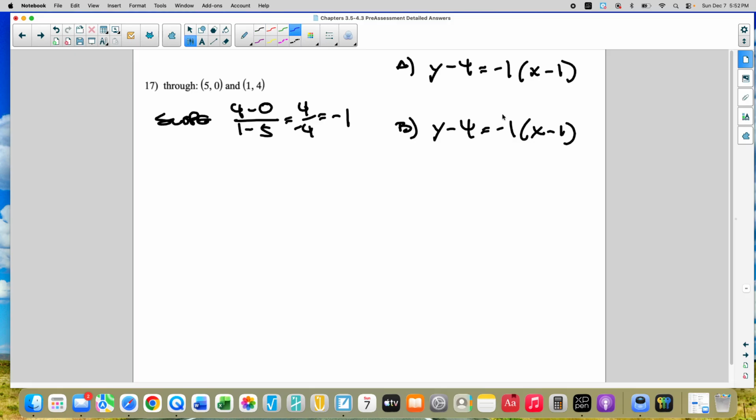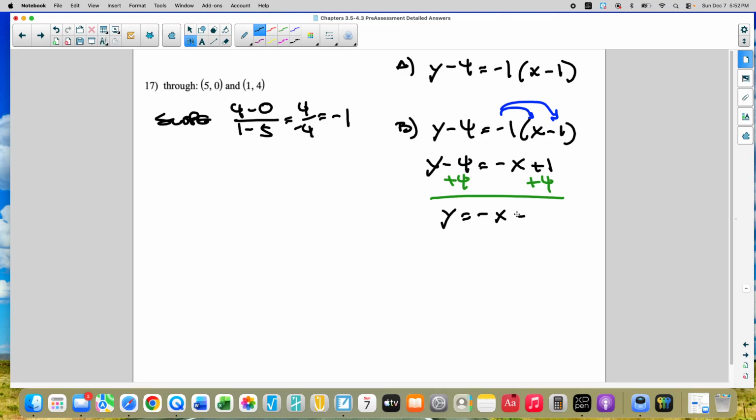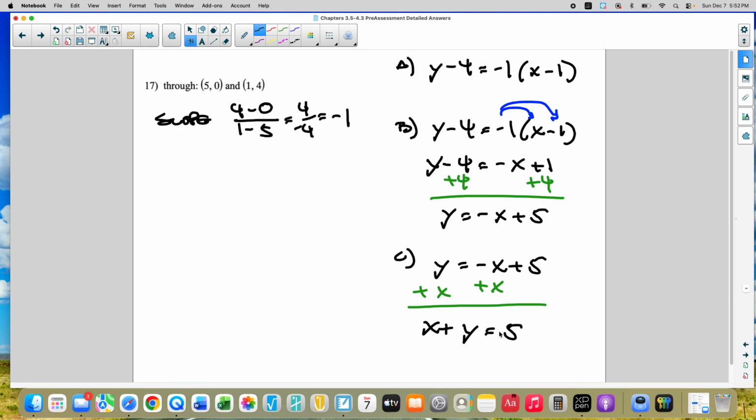Slope-intercept form. We'll take the point slope form and we will distribute. And then we'll move this constant over every single time. Two steps to get from point slope to slope intercept. Y equals negative x plus 5. And then we'll take this slope intercept form and we will move the x back over. X plus y equals 5. A, B, and C are integers. A is positive, so we are good.